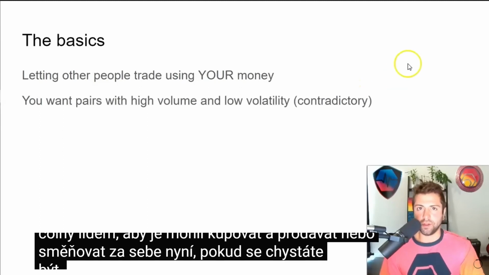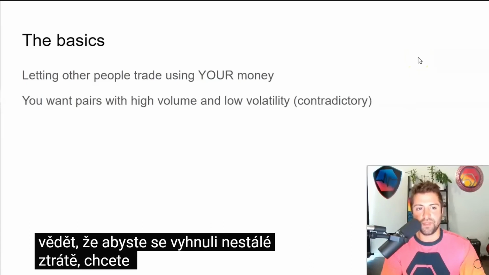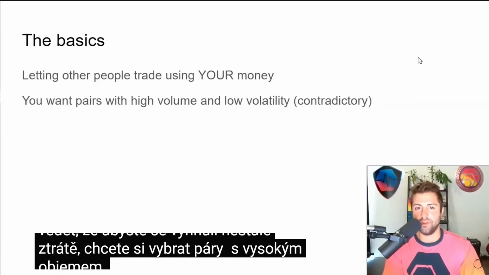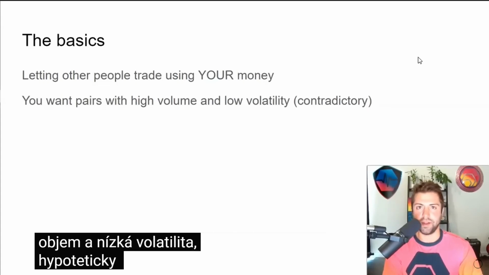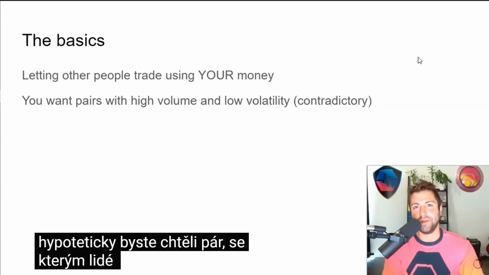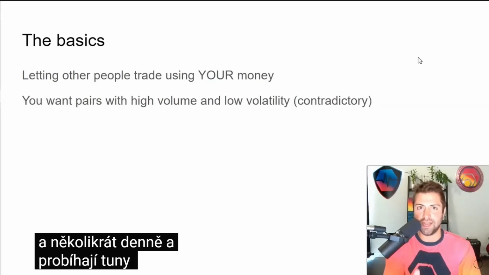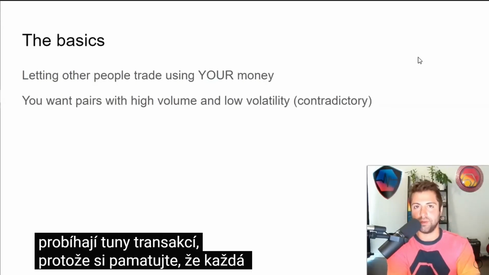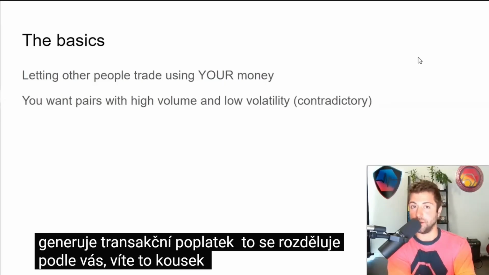Now, if you're going to be a liquidity provider, you need to know that in order to avoid impermanent loss, you want to choose pairs with high volume and low volatility. What is high volume and low volatility? Well, hypothetically, you would want a pair that people are trading all day long in and out of multiple times a day, and there's tons of transactions going on because remember, every transaction generates a transaction fee that gets divvied up to you, little by little.